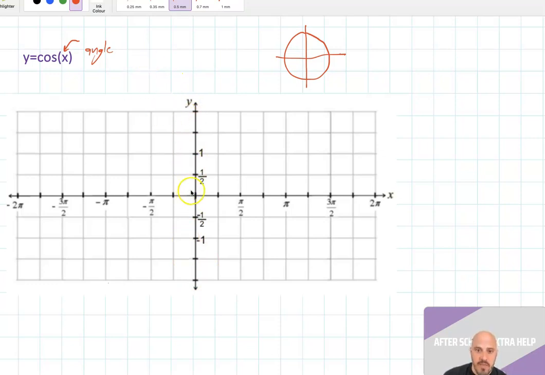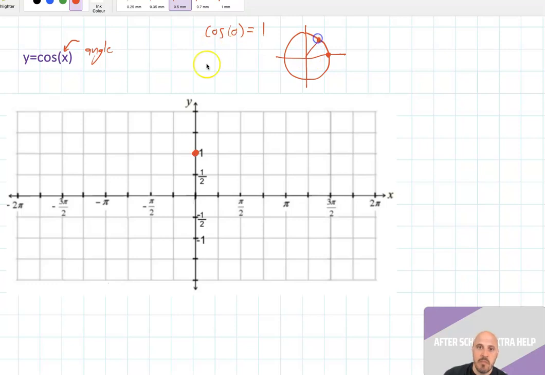So if I'm at 0, if I put in the cosine of 0, what do we get for my output that I'm going to plot on my y-axis? Well, I get the x value of 1. The cosine of 0 is 1. So here, instead of sine where I started at 0, I'm starting at 1. All right, let's continue.